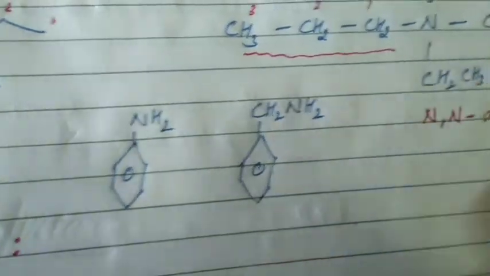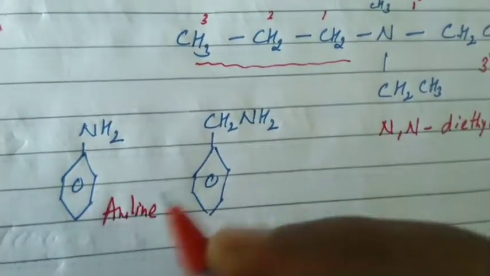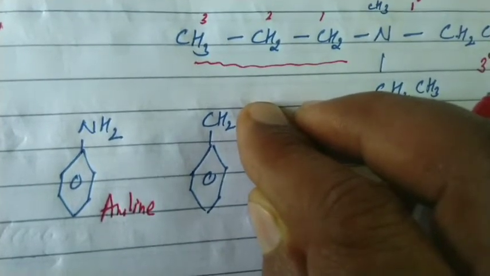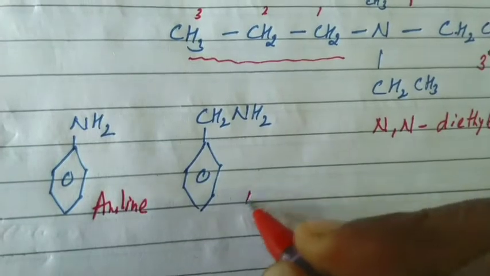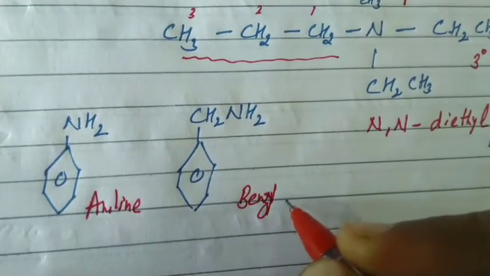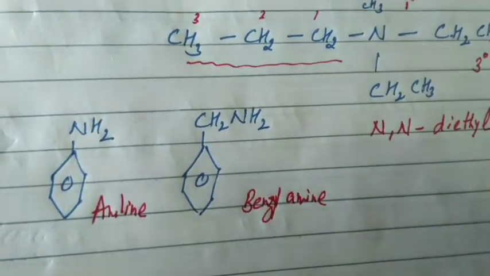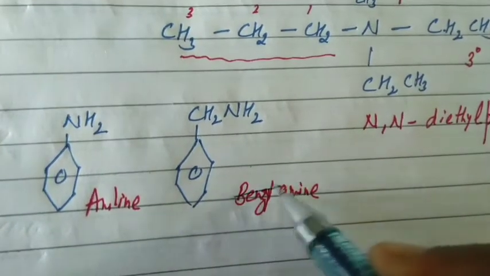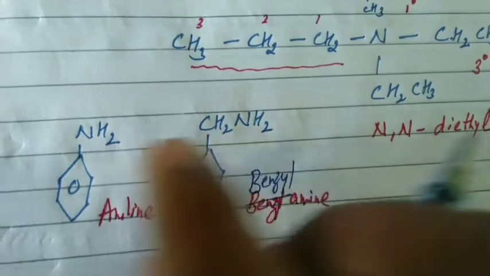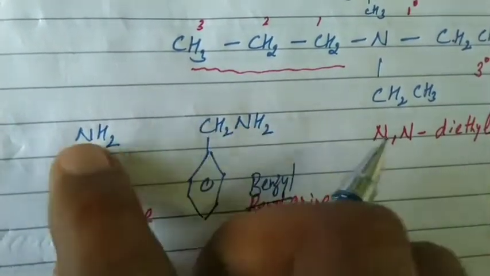Then these are aromatic amines. You already know it is aniline. C6H5CH3 is toluene. One hydrogen is replaced, we call it benzyl group. Now it is called benzylamine. Both are primary, aromatic. Benzylamine. It is 1 degree, students. It is again 1 degree because two hydrogen atoms are with nitrogen, only one is substituted from ammonia.